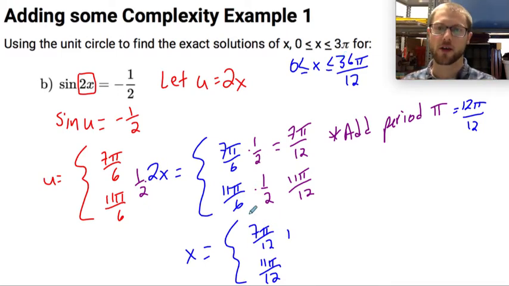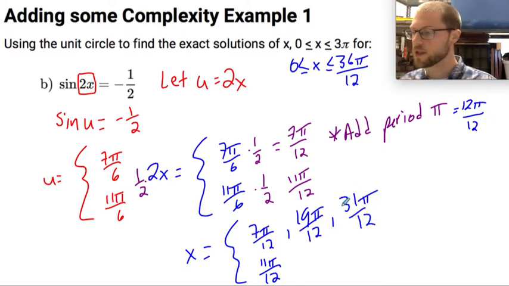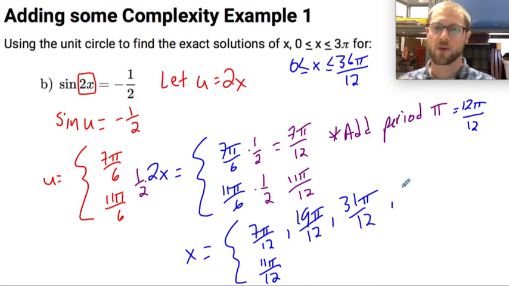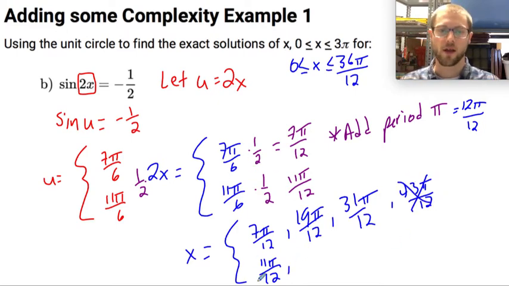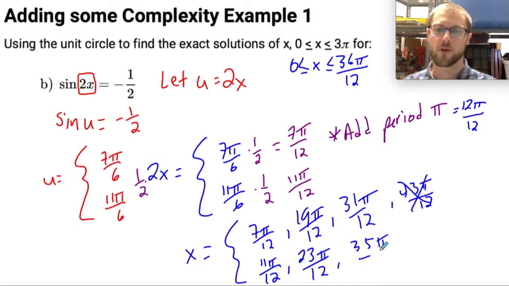So I'm going to start adding 12 pi's over 12. So this will be 19 pi over 12. And then if I add another 12, that's going to be 31 pi over 12. And I can already see that if I were to add another 12 pi over 12, I'd have 43 pi over 12, and that has exceeded my maximum. So this I'm not even going to include. To my 11 pi over 12, I'm going to add another 12 pi over 12, so this would be 23 pi over 12. Add another 12, that's 35 pi over 12. And then again, I'm going to hit outside of this window.